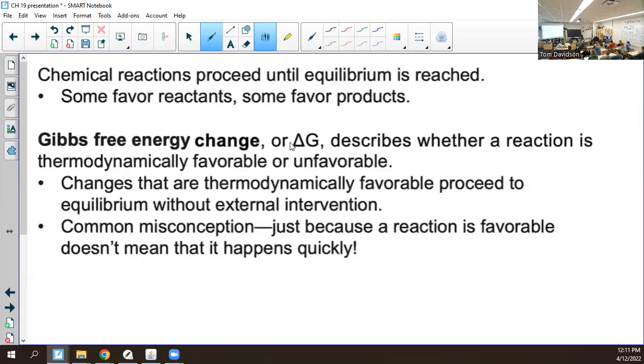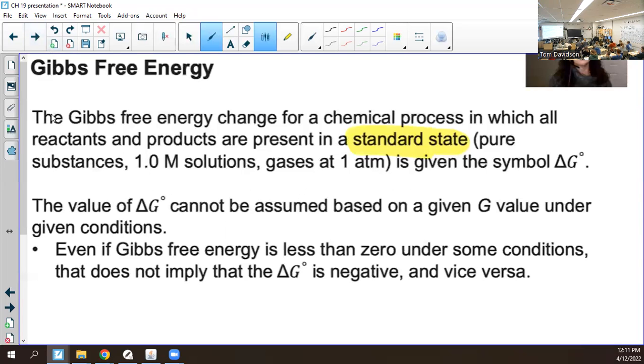All right, so what is delta G useful for? Once again, it's useful to tell us at the current conditions of whatever we have, is the reaction going to proceed spontaneously or non-spontaneously. So Gibbs free energy change for a chemical process in which all reactants and products are present in standard state is given as delta G naught.